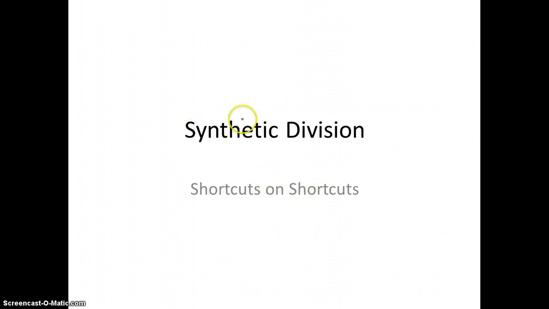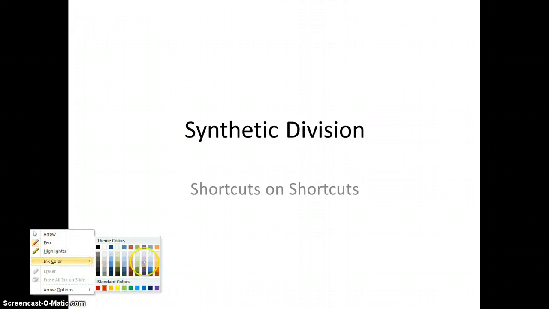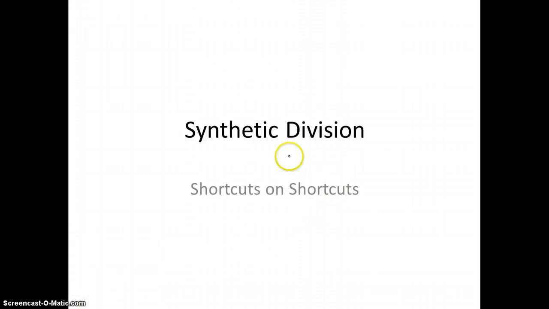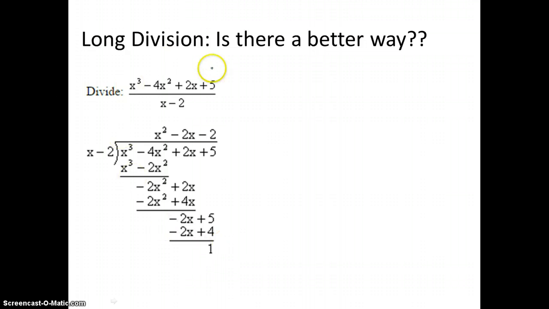So we're going to talk about synthetic division here, and synthetic division is kind of a shortcut for long division. And I'm going to change my color to a little less offensive one here. All right. So synthetic division is just a way to take a shortcut for long division. So by now, hopefully you're comfortable with long division. We have a completely worked out long division problem here. We're doing x cubed minus 4x squared plus 2x plus 5 divided by x minus 2.